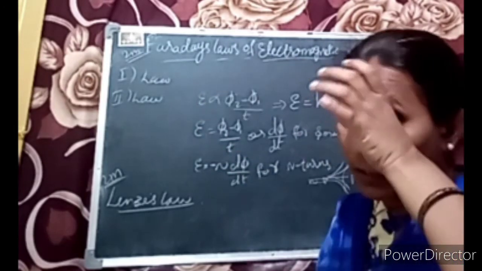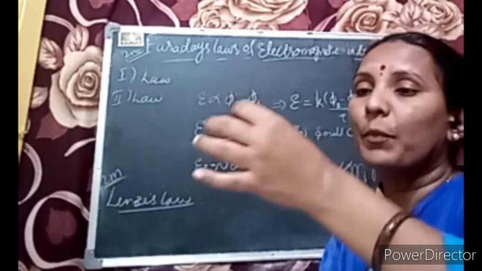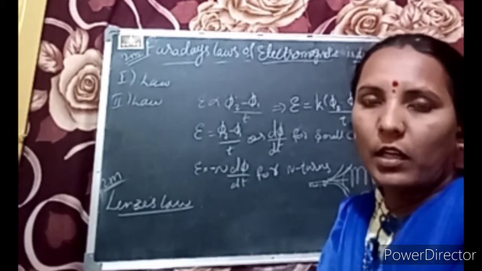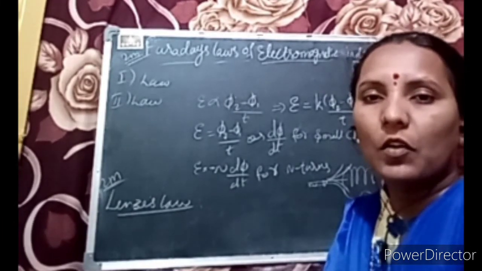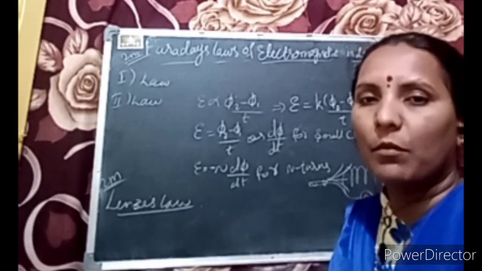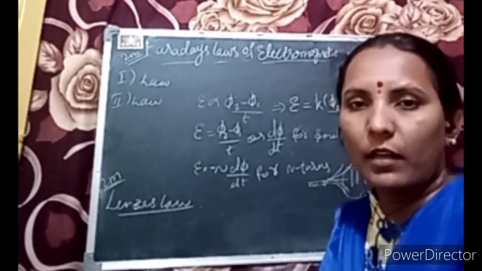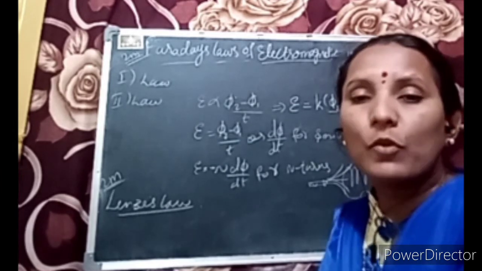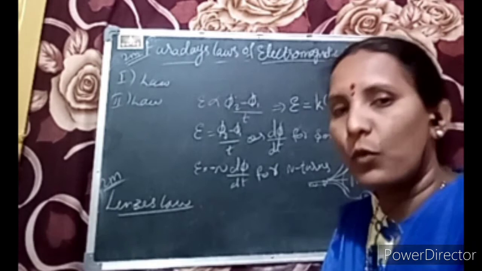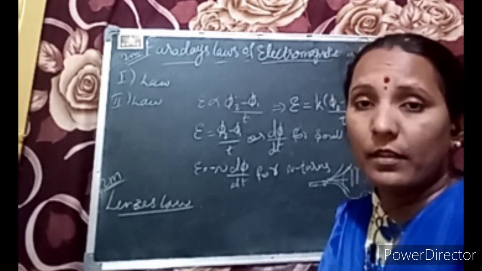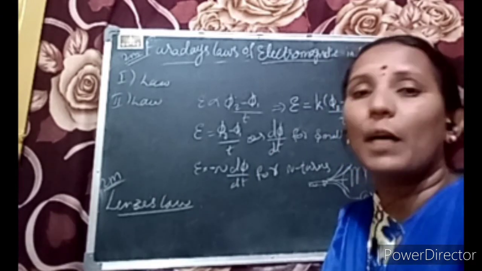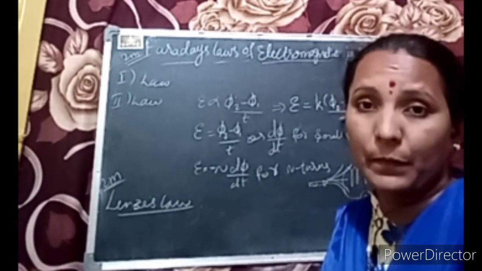The polarity of induced EMF is such that it tends to produce a current which opposes the change in magnetic flux that induced it. Who has induced? What has induced the current? That magnetic flux only is getting opposition by the current which has been induced.